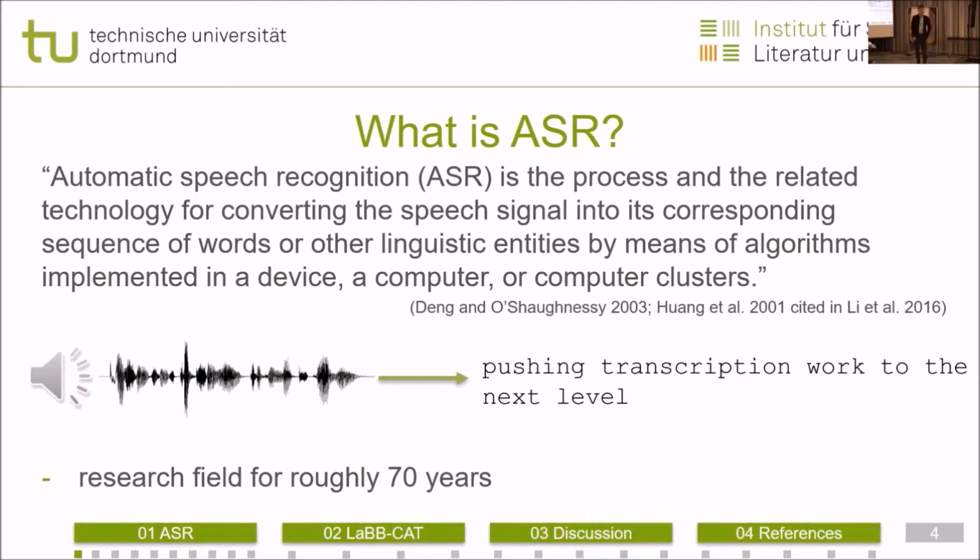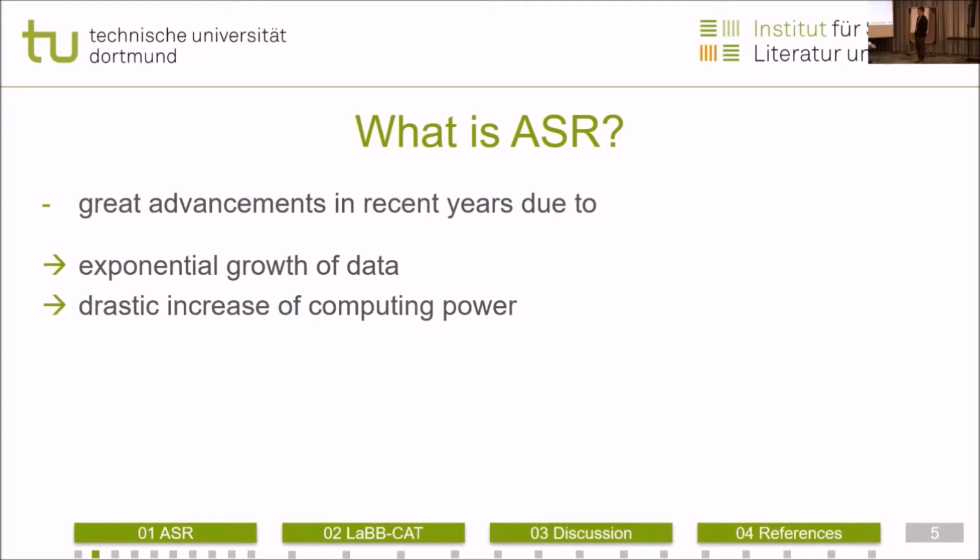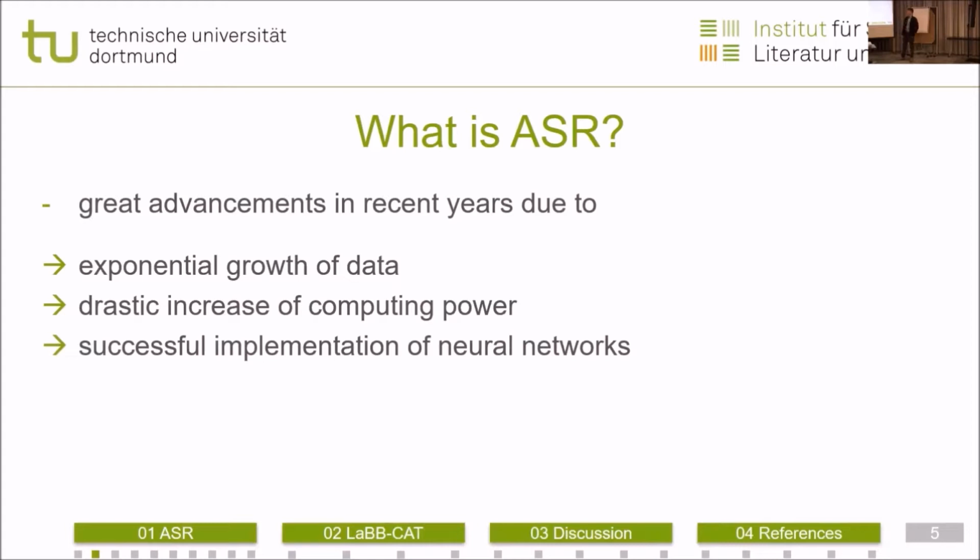But in recent years, we've seen great advancements due to, first of all, the exponential growth of data that we have, especially speech data, and also, of course, a drastic increase of computing power. So Moore's law still applies. If you compare the average smartphone 10 years ago to the one that we've got right now in our pockets, there's been a great difference. And very importantly, the successful implementation of neural networks in the last decades.